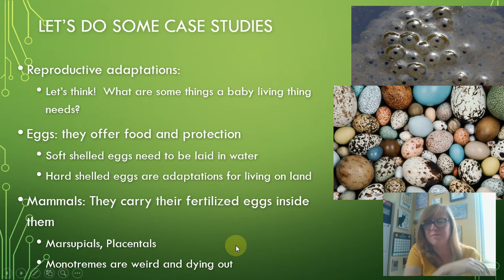Monotremes are weird. There's two left, two extant, not extinct, extant, that means living today, species of monotremes, and those are echidnas and platypus. I don't know why I couldn't think of it for a minute.